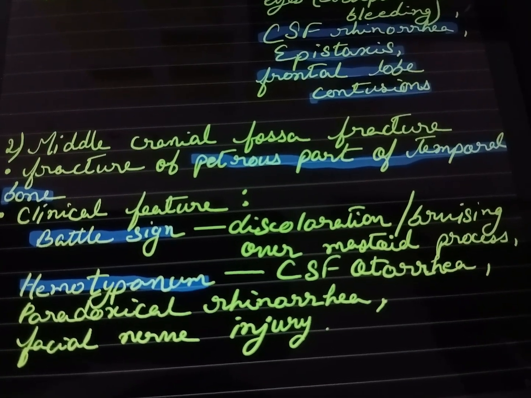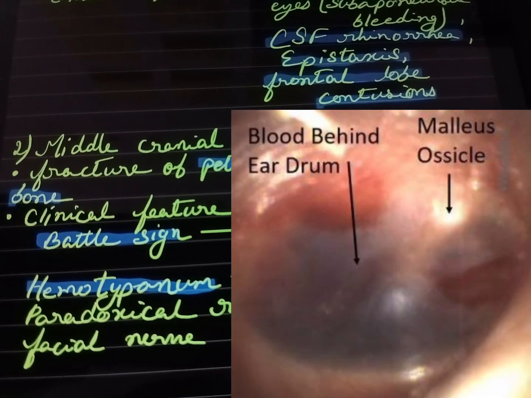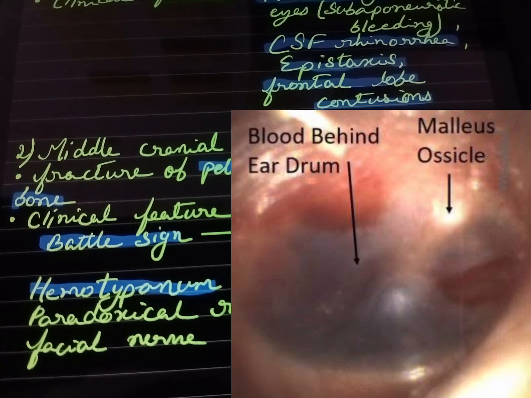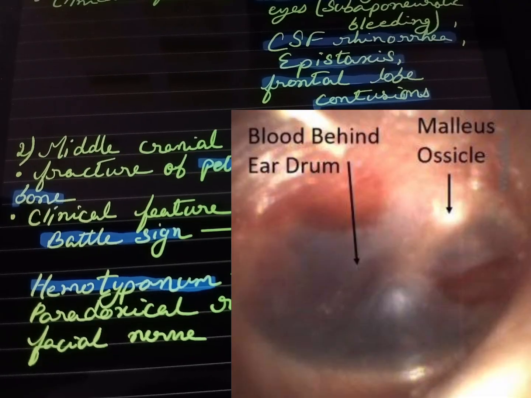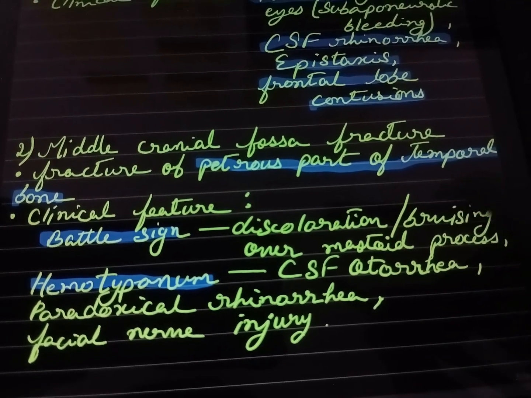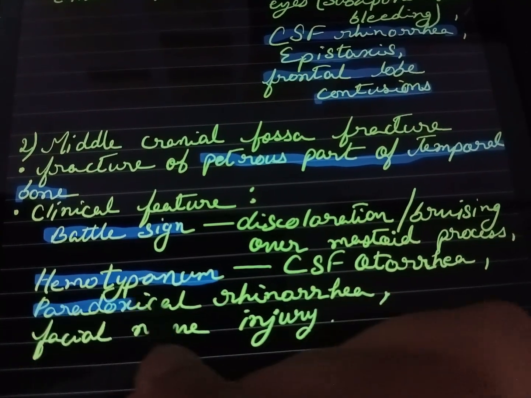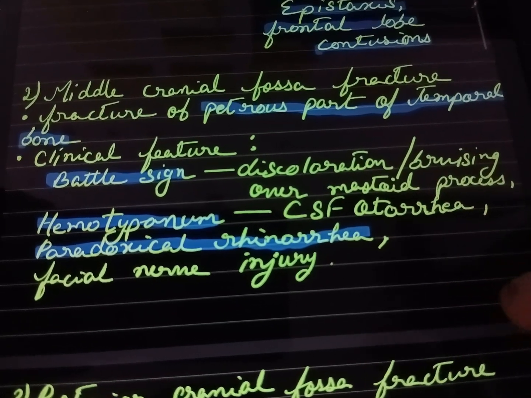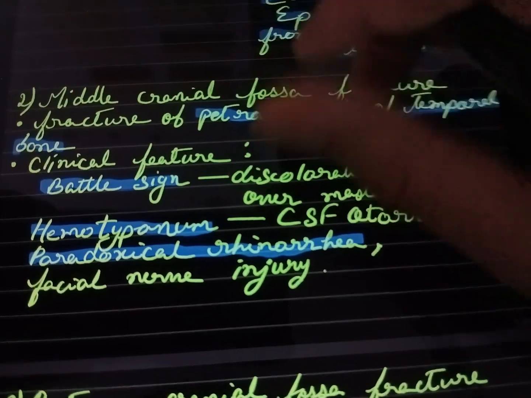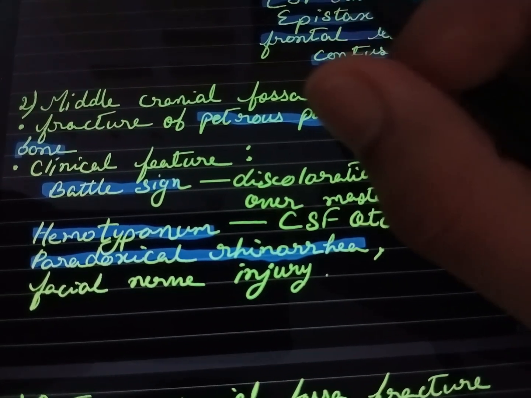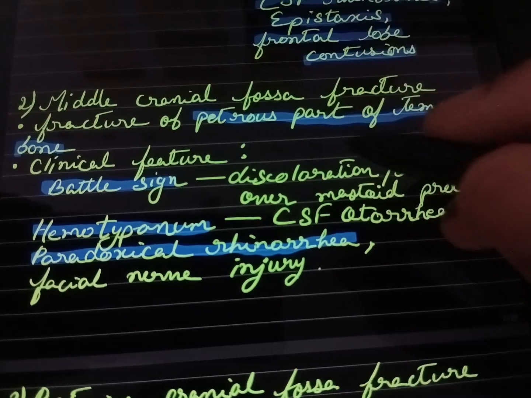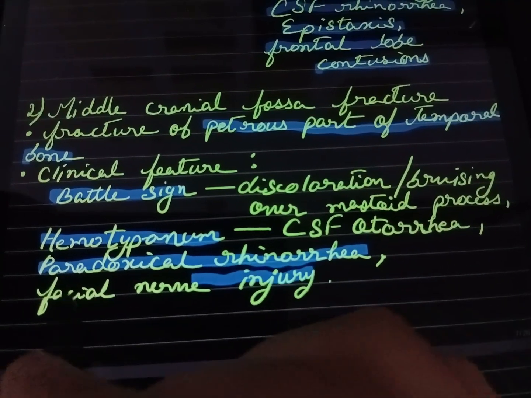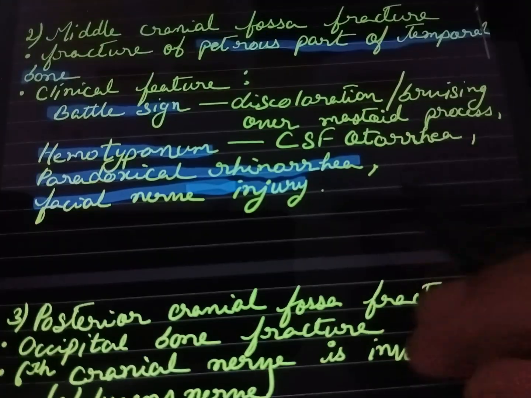Here the fluid that's surrounding the brain and spinal cord leaks out into the ear. So it is hemotympanum. And the next is paradoxical rhinorrhea. Paradoxical rhinorrhea is a condition where the fluid leaks opposite to the nostril where the injury is, and another clinical feature is facial nerve injury. So this is about middle cranial fossa fracture.